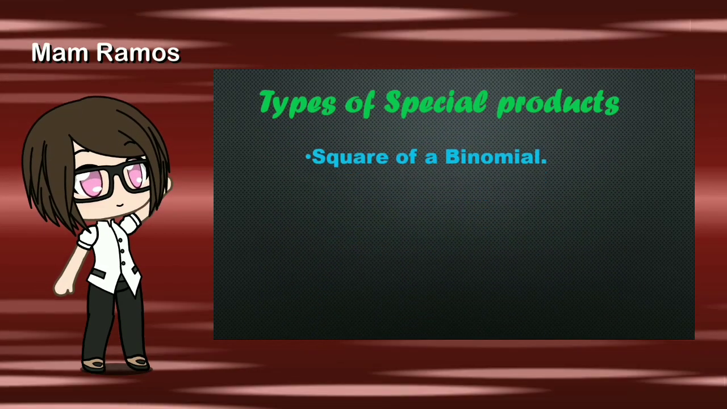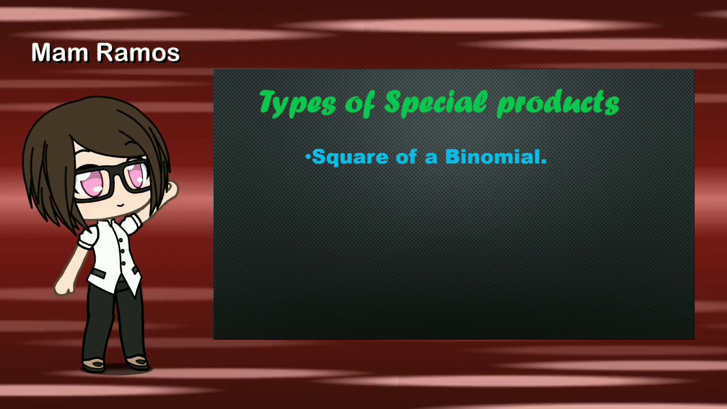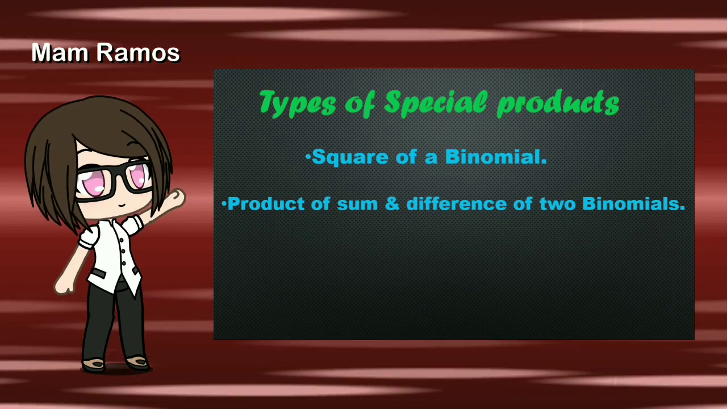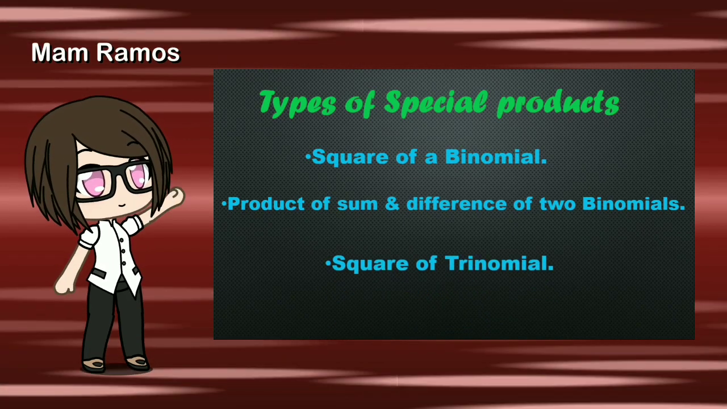Number 1 is the square of a binomial. Number 2, the product of the sum and difference of two binomials. Number 3 is the square of a trinomial.